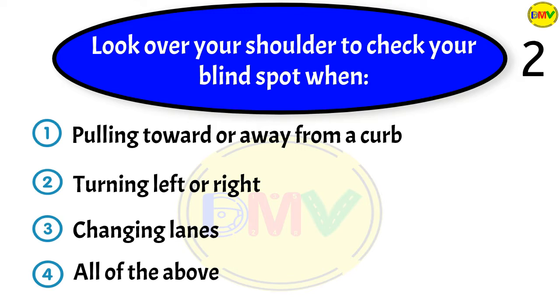The question 2. Look over your shoulder to check your blind spot when: 1. Pulling toward or away from a curb. 2. Turning left or right. 3. Changing lanes. 4. All of the above.